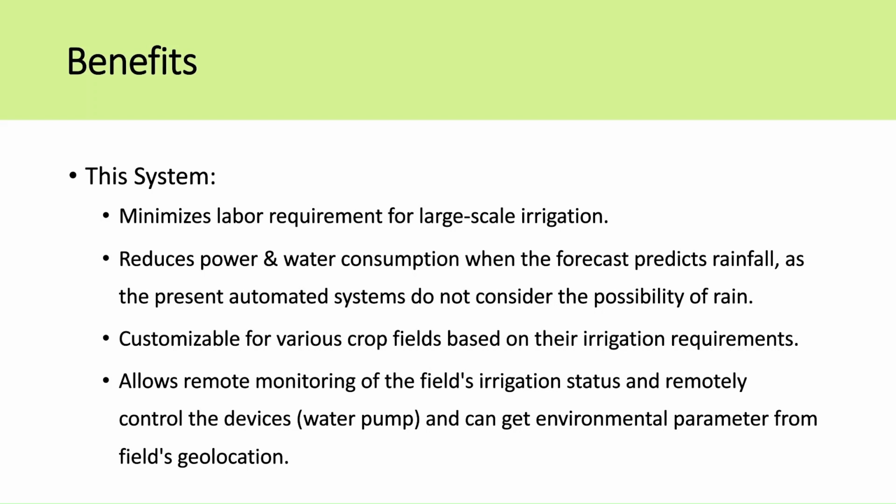Power and water consumption can be reduced when the forecast predicts rainfall, because the present automated systems are not concerned about the possibility of rain. For various crop fields, the irrigation requirements can be customized, and we can remotely monitor the field's irrigation status, control the devices, and get environmental parameters from the field's geolocation.